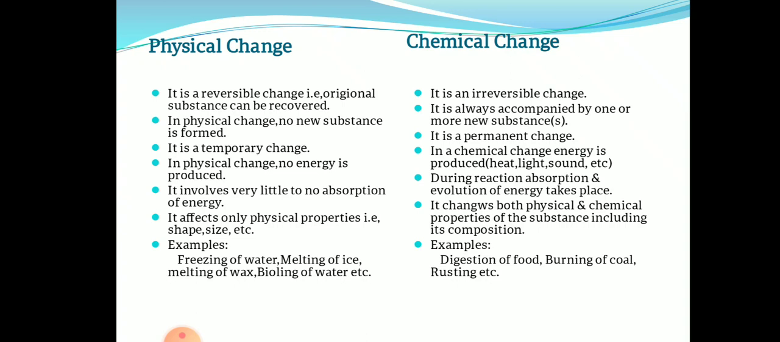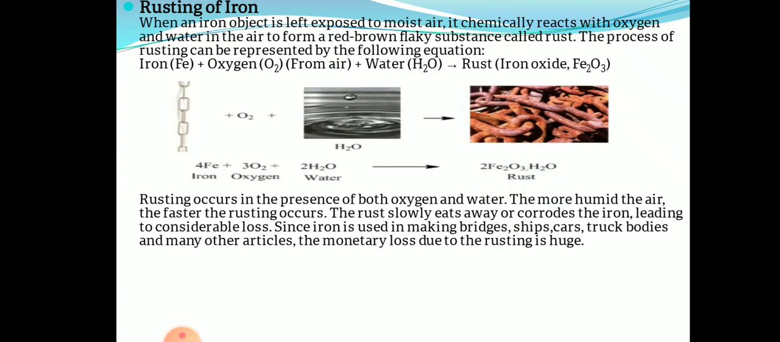Examples of physical change are freezing of water, melting of ice, melting of wax, boiling of water, etc. Examples of chemical change are digestion of food, burning of coal, rusting of iron, etc. So these were the points of difference between a physical change and a chemical change. Now let us move to rusting of iron.